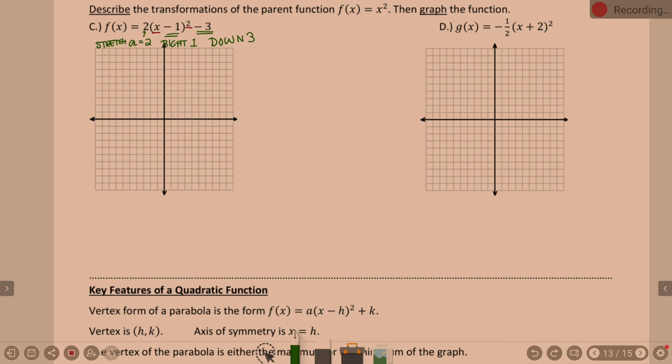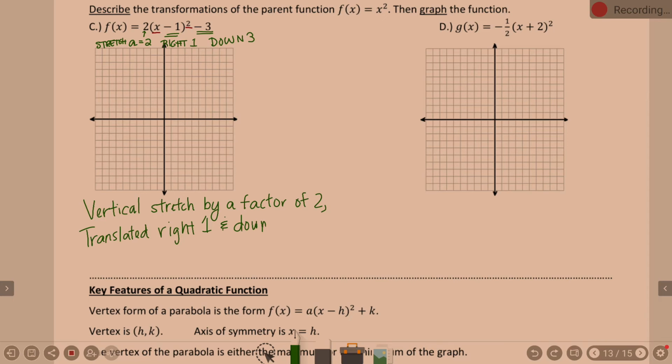Okay. Use your words. It's a vertical stretch by scale factor 2. Translated right 1 down 3. Okay. Vertical stretch by a factor of 2. Translated right 1 and down 3 units.